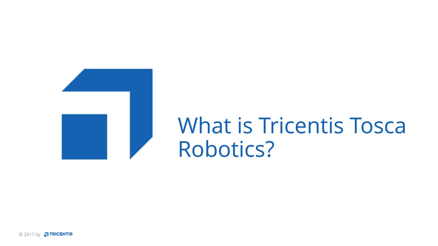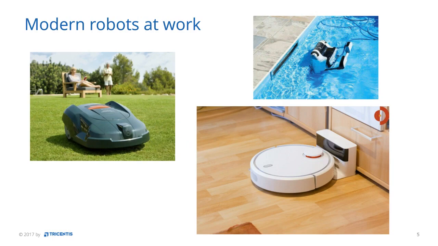So basically, modern robots at work. You see here a lawn mowing robot, a pool cleaning robot, or a vacuuming robot. So you see robots that do daily menial tasks that some people just don't want to do themselves. And that's where Tosca comes into play.